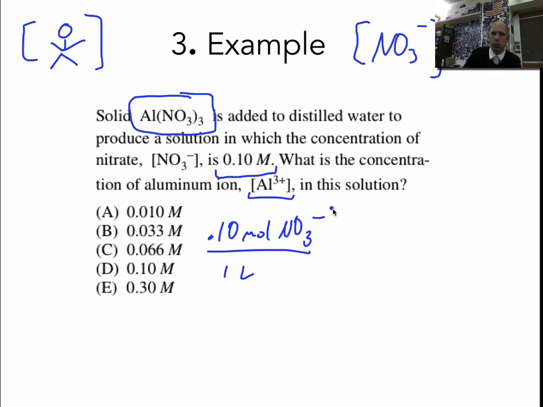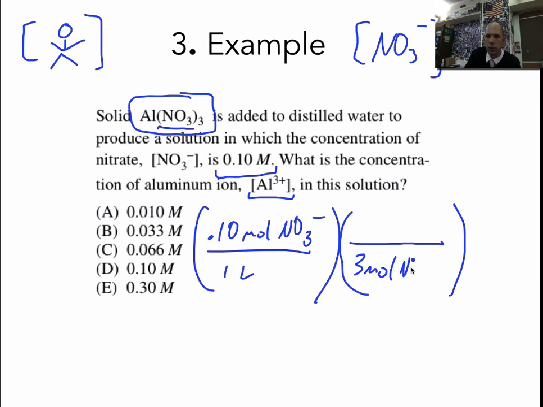So let's do a simple conversion like I showed you. Let's leave liters alone, and let's look at the relationship here. Well, there are 3 moles of NO3- per every 1 mole of Al3+. So 0.1 divided by 3 is going to give us B, 0.033 molar.